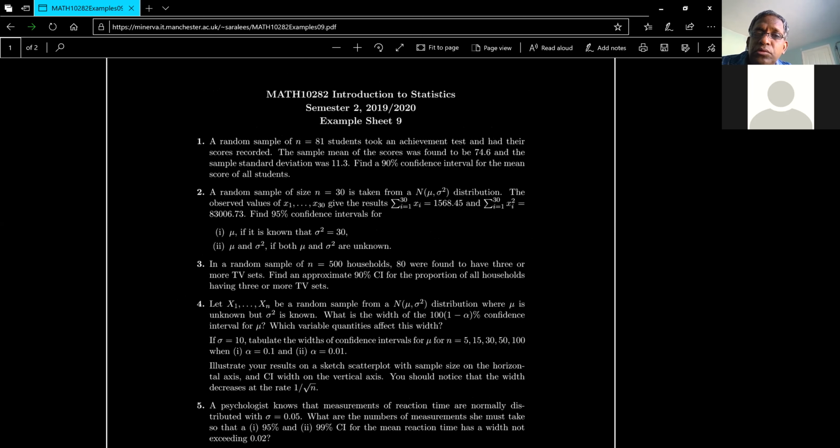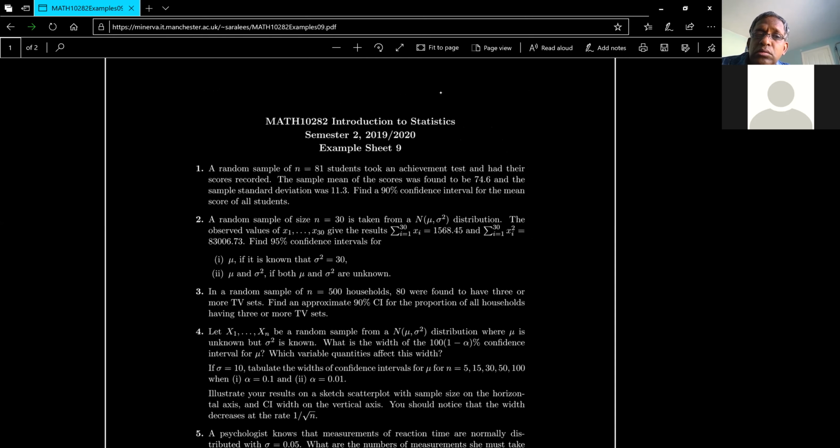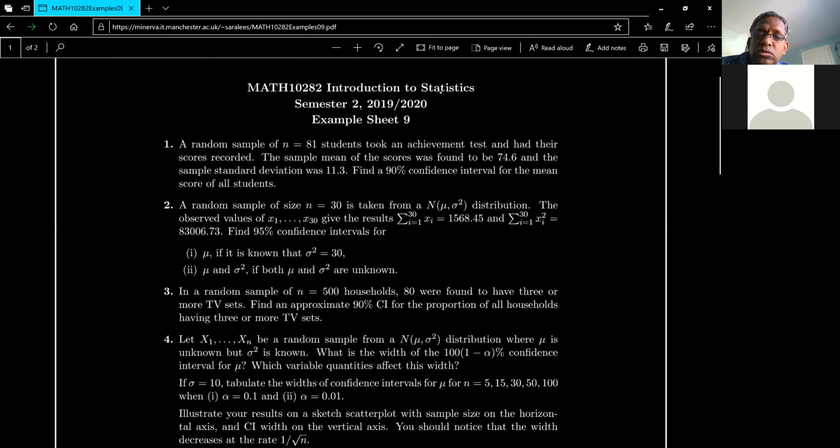Can you take a few minutes and see if you can do question 1? All these questions are on confidence interval, which we covered before the Easter break. You may recall, right? So can you please try question 1 of sheet 9? I'll give you a few minutes, and afterwards I will show you how to do it myself. Can you take about 5 minutes or so?